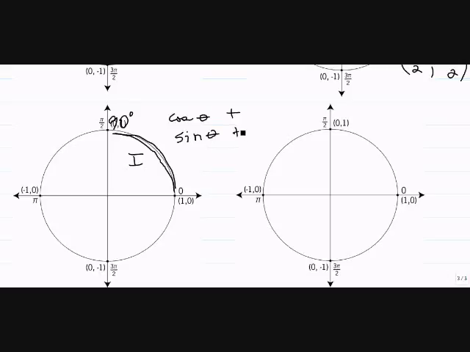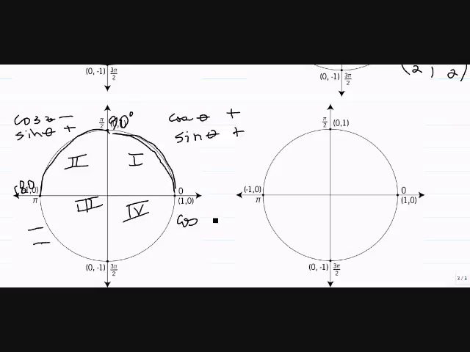Also positive. If I'm in quadrant 2, that's between 90 degrees and 180 degrees. My cosines are negative. How about my sines? How about quadrant 3? Both of them negative. Cosine and sine are negative. And quadrant 4, my cosine is positive.